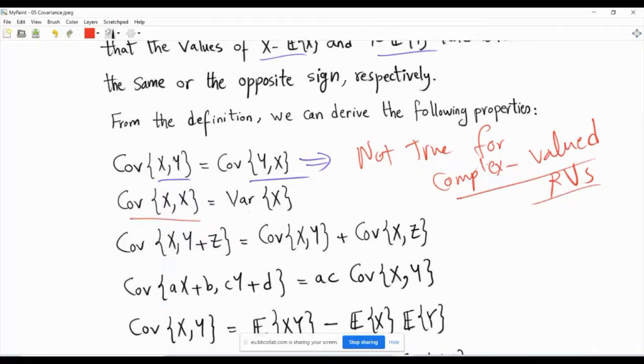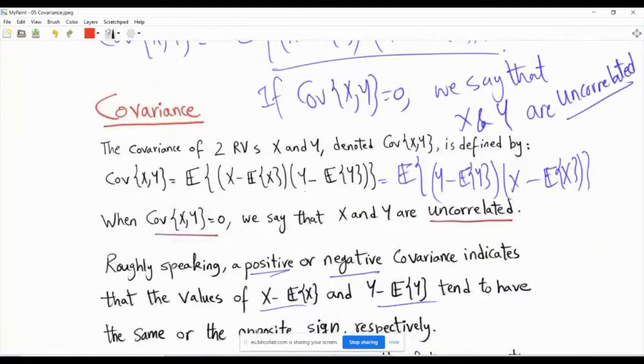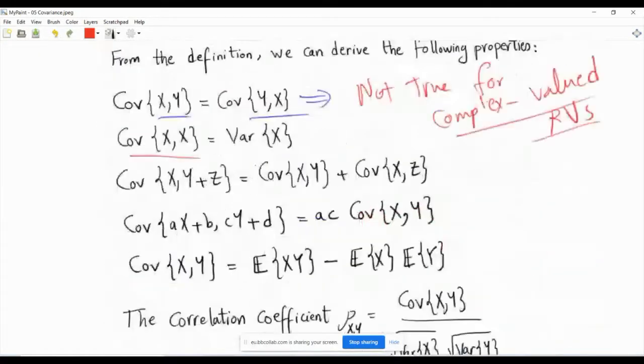Now covariance of x with x is the variance of x, right? Because if you replace y by x, what do you get? You get the expectation of x minus the mean value of x, squared, which is by definition the variance of x. So covariance xx is the variance of x.